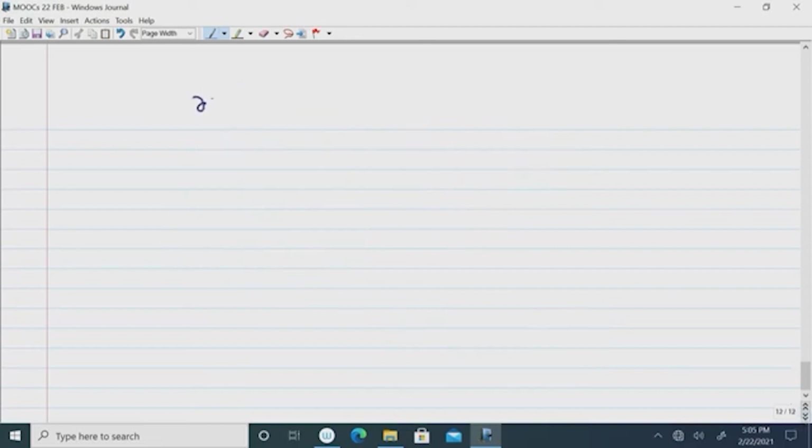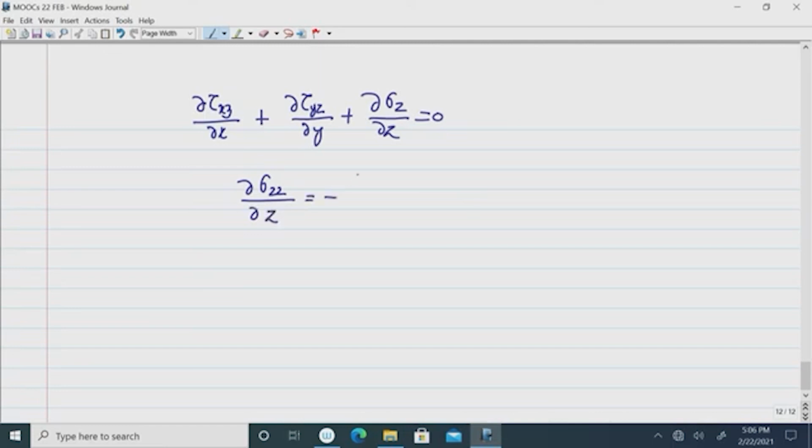So, the third equilibrium equation: let us take this third equilibrium equation, del tau xz by del x plus del tau yz by del y plus del sigma z by del z equal to 0. Substituting the values of tau xz and tau yz that we have obtained earlier, we can integrate this quantity, and finally we get an expression for sigma z after substituting the known values, something like this.